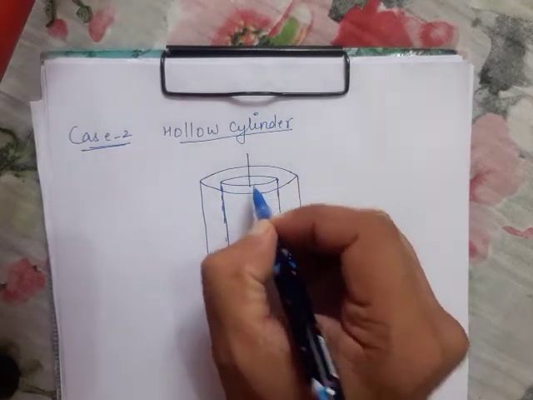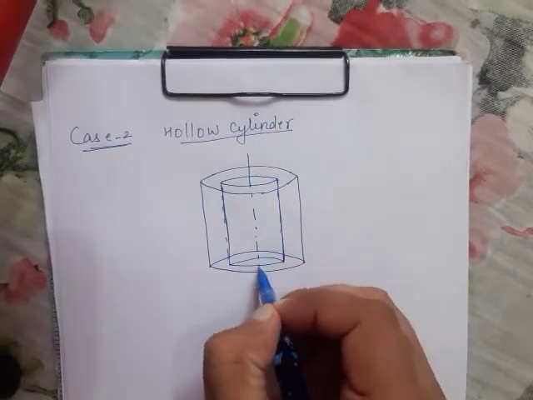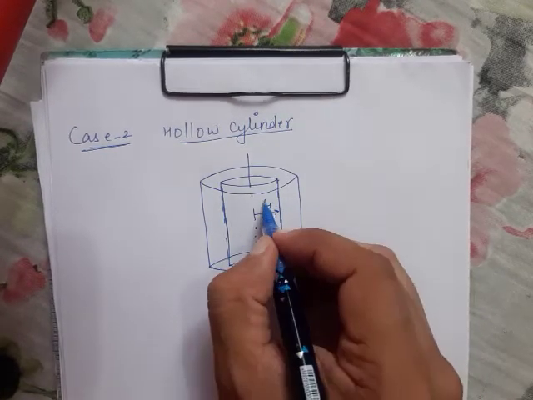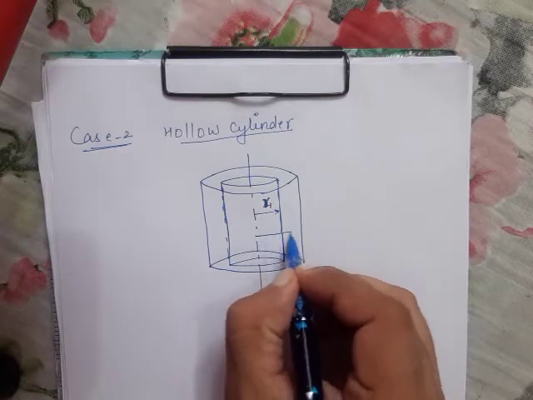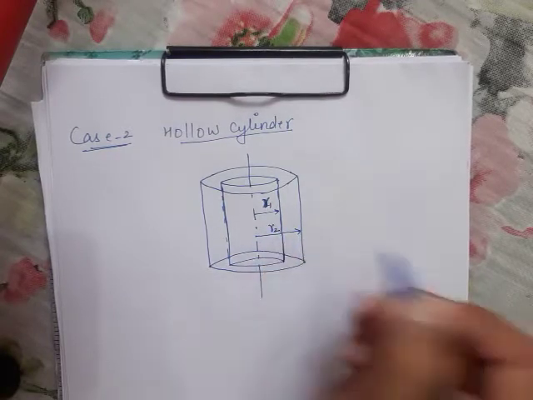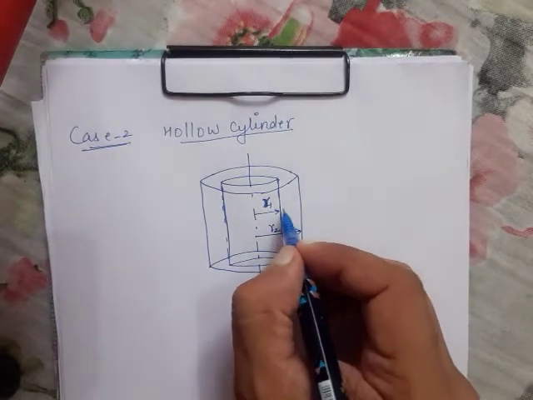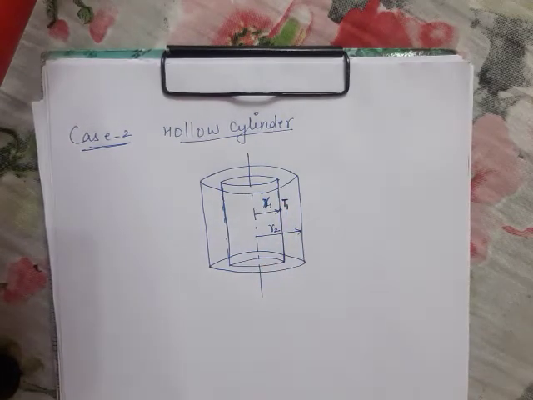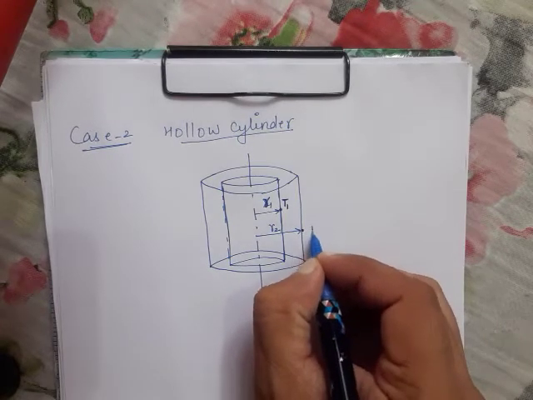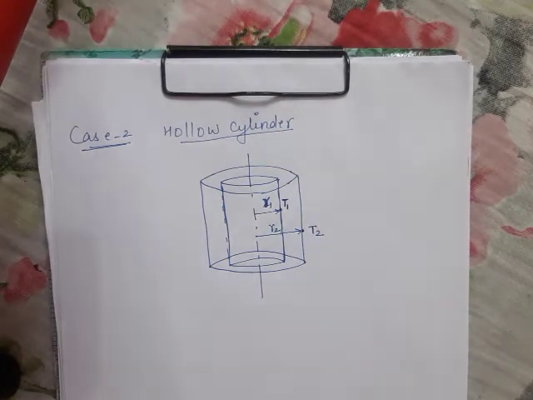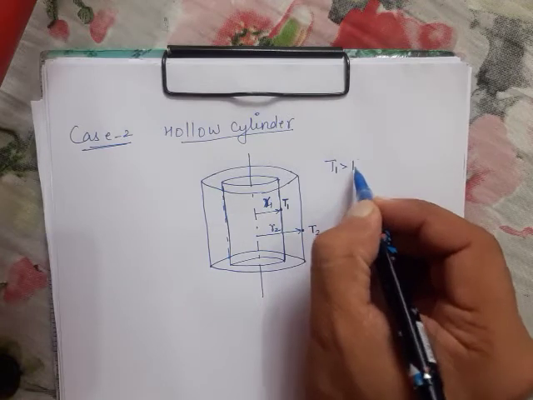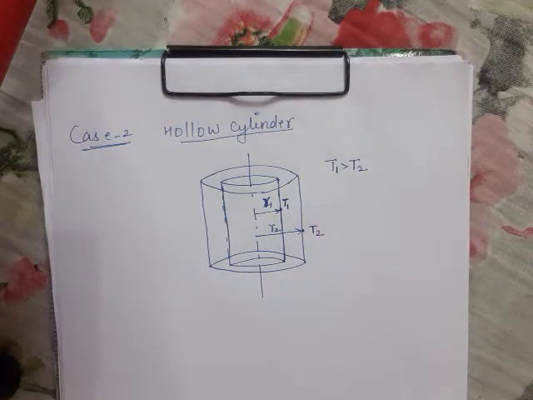Now this hollow cylindrical object has radii r1 and r2. The inner surface of the cylinder is maintained at temperature T1 and the outer surface of the cylinder is maintained at temperature T2. And let the temperature T1 be greater than T2.